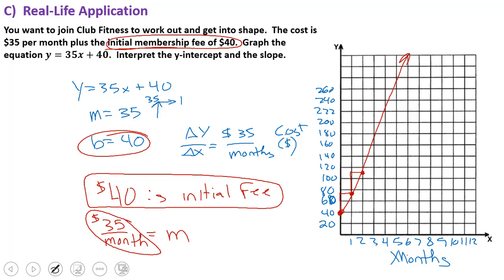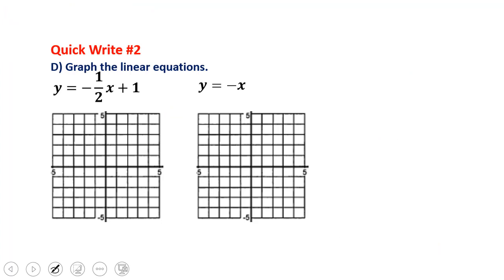Outstanding. Ladies and gentlemen, we have a quick write. You need to get these done. Graphing 2 of these equations. I've already given it to you. We're trying to make this video short. Lots of questions, I hope. We're going to have some more fun graphing when you come to class.